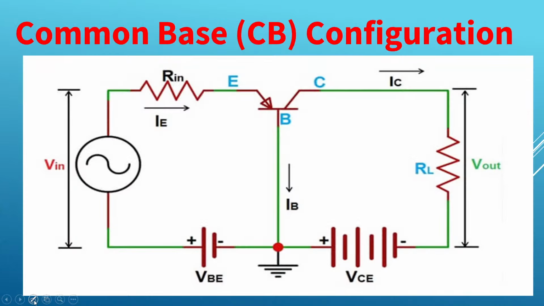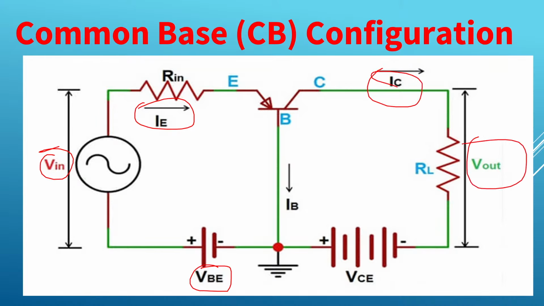So I'll go back to the circuit. If you see here, what are our input parameters? V in, input side current is IE, input side voltage is also VB. Output side is IC, V out.